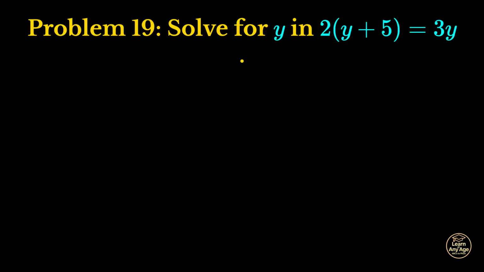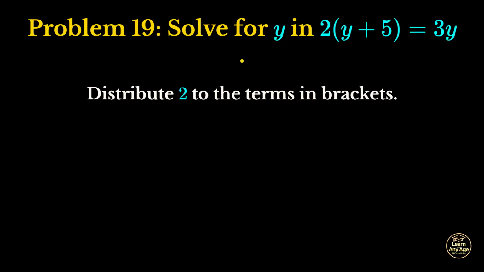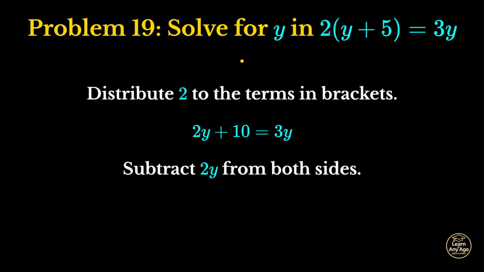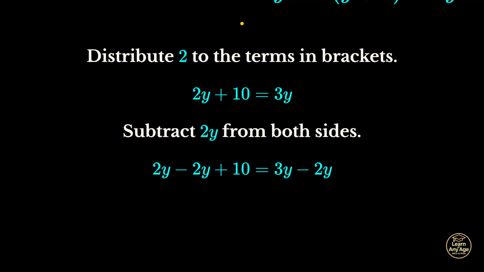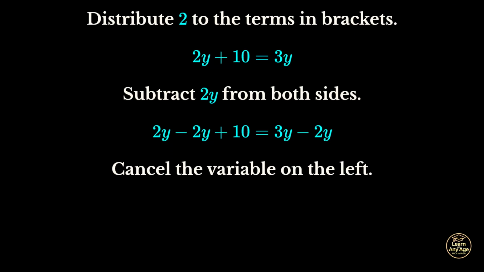Problem 19. Solve for y in 2 times y plus 5 equals 3y. Distribute 2 to the terms in brackets. 2y plus 10 equals 3y. Subtract 2y from both sides. 2y minus 2y plus 10 equals 3y minus 2y.